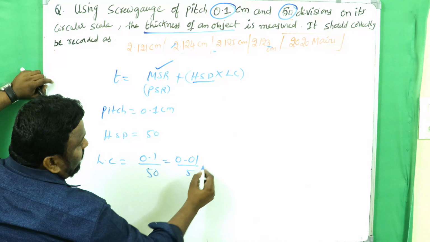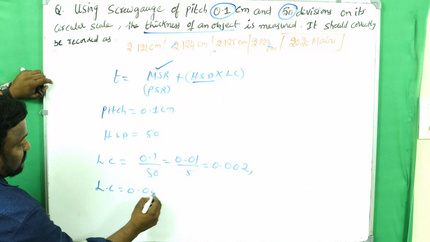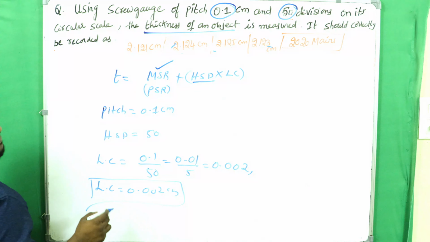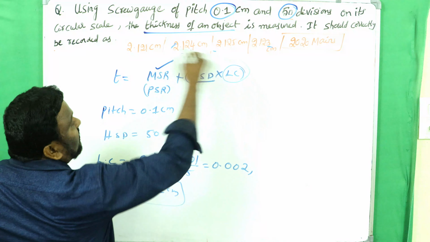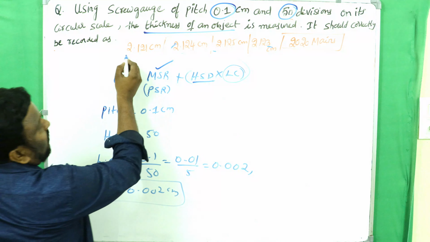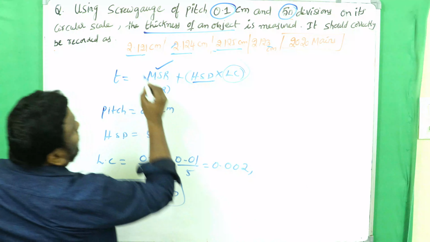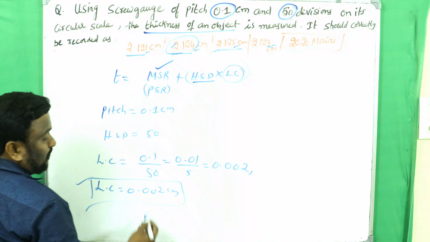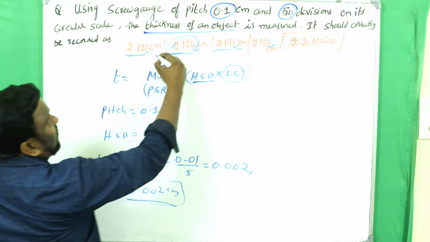0.002. Therefore LC is 0.002 centimeters. So actually the thickness must be an integral multiple of the least count. That's why, among the options, you have to check the last digit, which is 4 here, 5 and 3. That's why 2.124 is the integral multiple of LC. That's why the second option is the correct one.